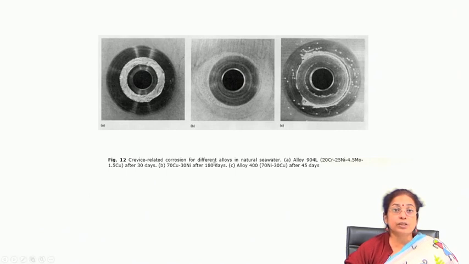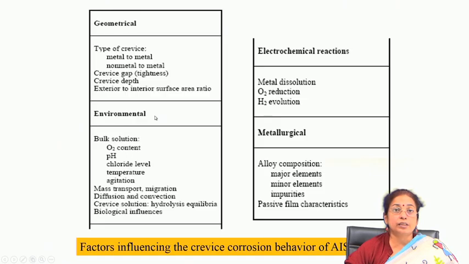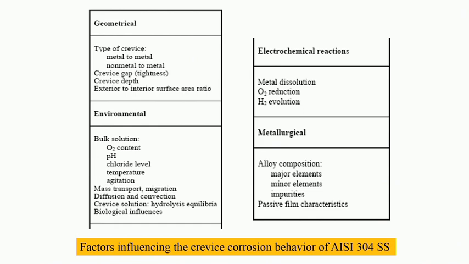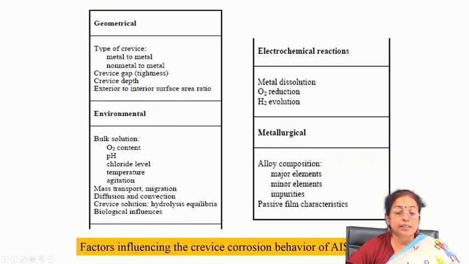Then crevice related corrosion for different alloys in natural seawater, again you will find that a lot of corrosion is there at the crevice site as compared to the surrounding region. If you quickly go through the different factors or parameters which influence the crevice attack of a component, these are, for example, the type of crevice, whether it is a metal to metal or non-metal to metal combination, the gap, degree of tightness, then crevice depth, then exterior to interior surface area ratio.